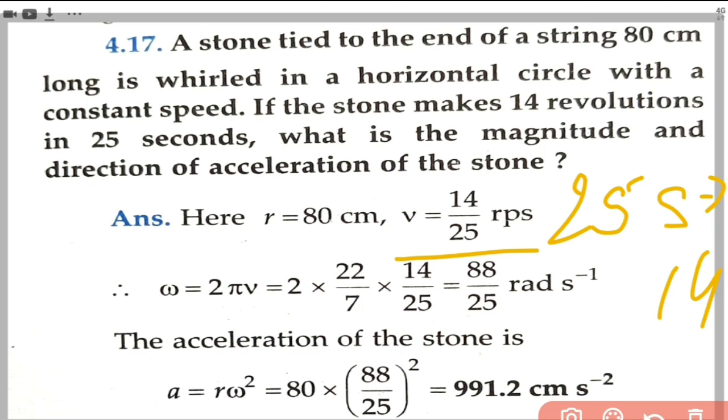Now omega equal to 2 pi nu. So that is equal to 2 into 22 by 7 into 14 by 25. That is equal to 88 by 25 radian per second, and the acceleration is given by a is equal to r omega square. Substituting for omega, we will get acceleration to be 991.2 centimeter per second square, and the direction of this acceleration we know, the direction is towards the center along the radius.